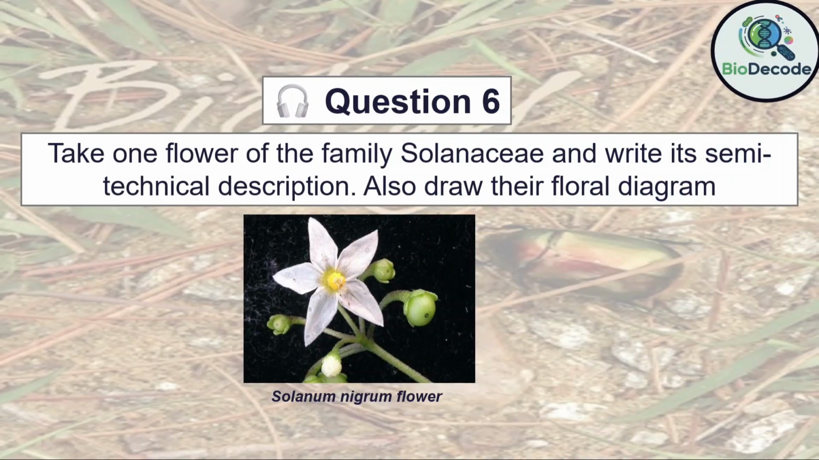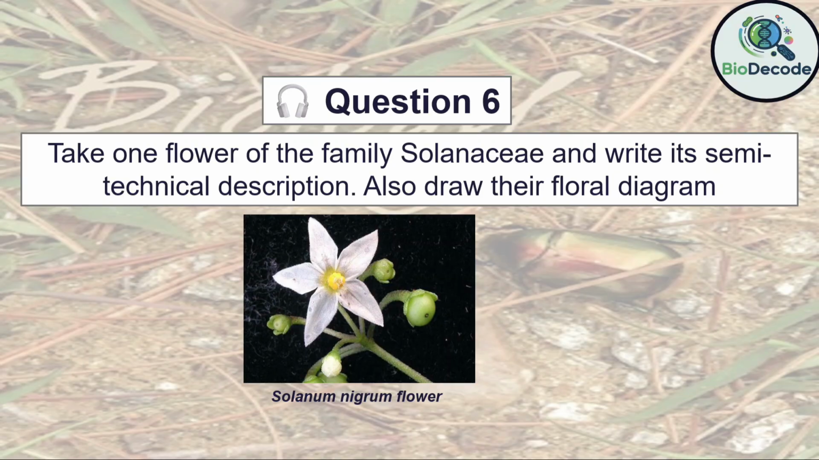Question 6. Take one flower of the family Solanaceae and write its semi-technical description. Also draw their floral diagram. Answer. The flower of the Solanaceae family, such as Solanum nigrum, is bisexual and actinomorphic, meaning it has both male and female organs and radial symmetry.